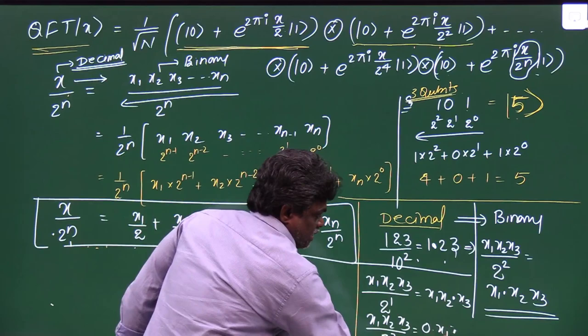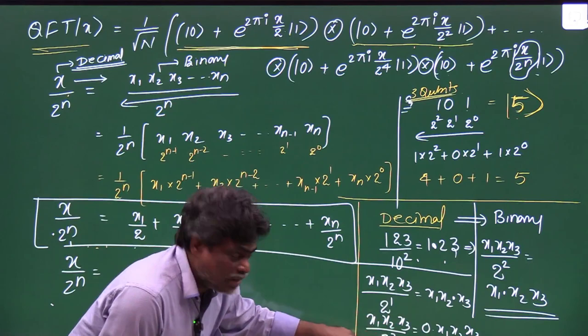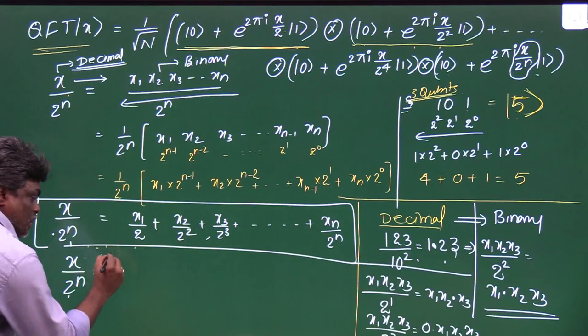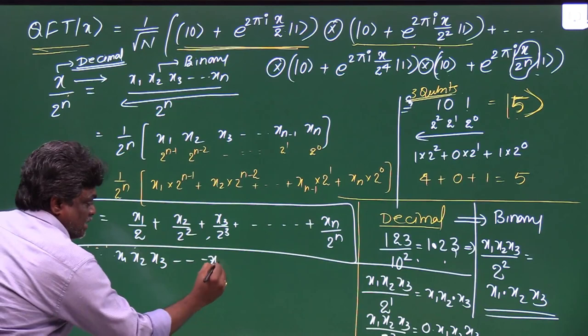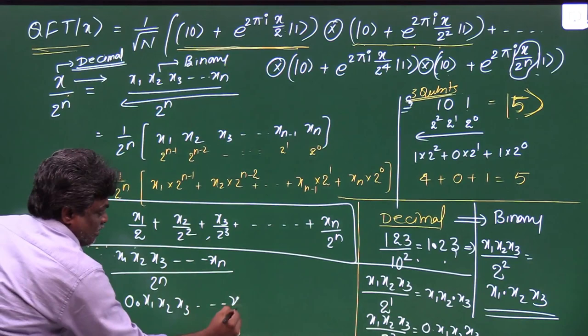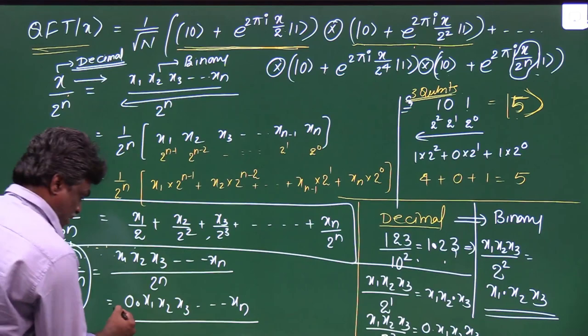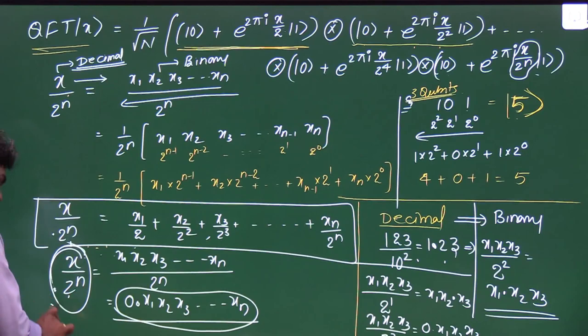So, x by 2 power n. This is x1, x2, x3, which is also x by 2 power 3. This is x by 2 power n, meaning x1, x2, x3, and so on, xn by 2 power n. Could you please tell me what this is? Point x1, x2, x3, and so on, divided by 2 to the power of n. Got it. So, x by 2 power n is nothing but this one. This is the decimal representation, and we have written it as a binary representation.